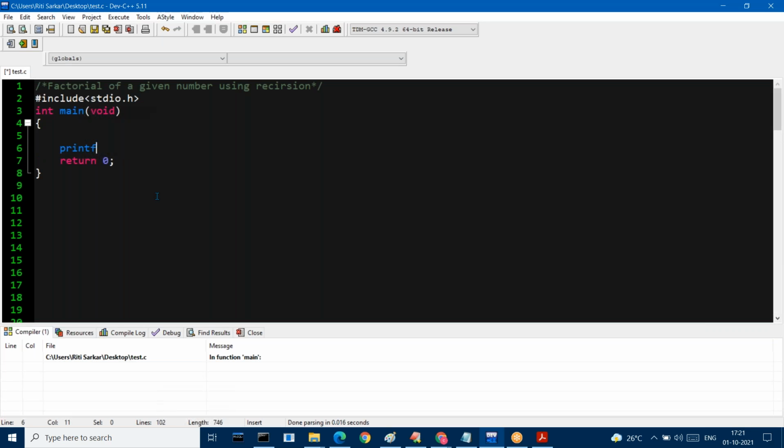What you will do, sir, I want to give a message, a prompt. What is that? Enter a number. Who will enter? The user. To take the input from the user, which function do we need? Scanf. The integer format specification is %d. Ampersand is compulsory to read the input value. This part is for reading input.